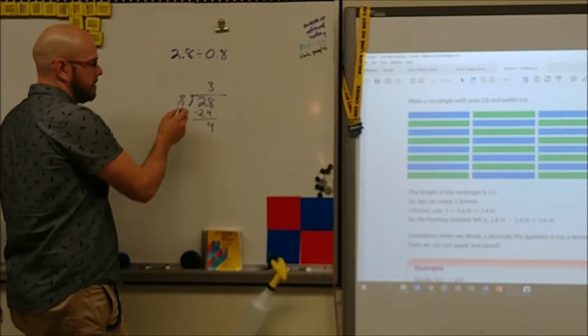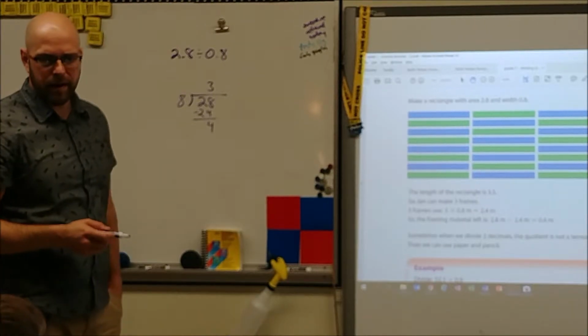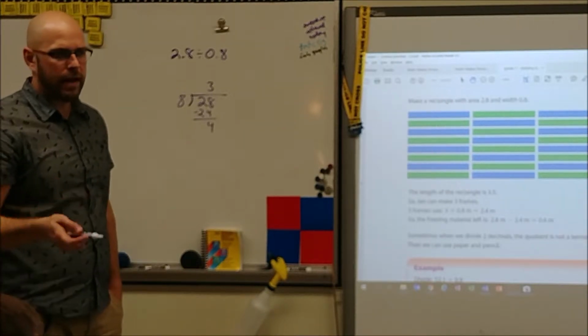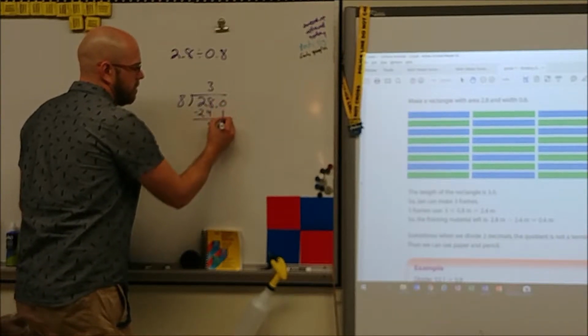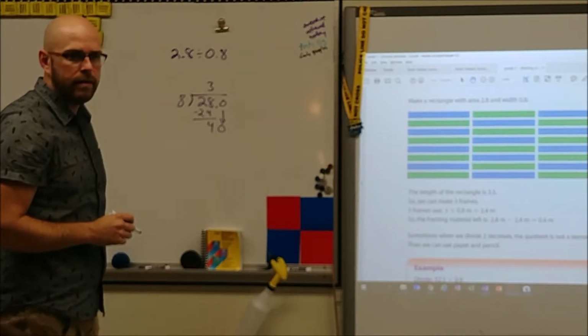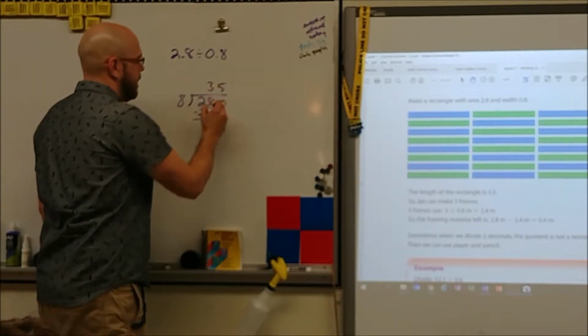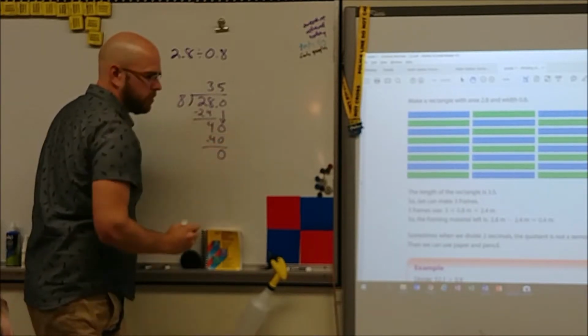Now we got how many 8s and 4? Oh boy, we got a bit of a problem, don't we? Well, this is where we'd have to go into the decimals. So let's do a decimal. Drop it down. 40. How many times does 8 go into 40? 5 times. You've got it. 5 times 8, that's 40. We now have no remainders left.